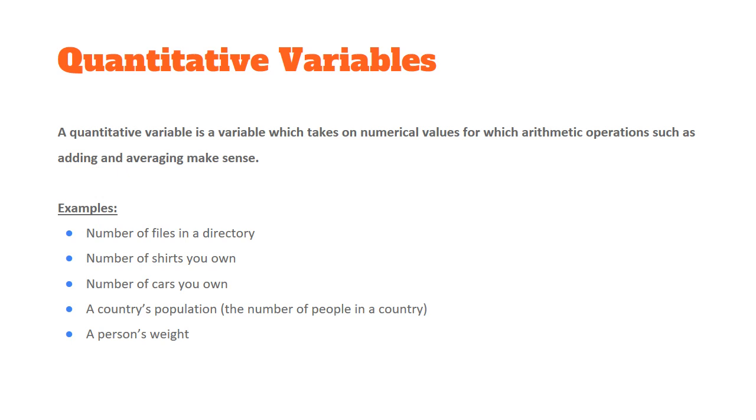Quantitative variables. A quantitative variable is a variable which takes on a numerical value for which arithmetic operations such as adding and averaging make sense. Some examples: number of files in a directory, number of shirts you own, number of cars you own, a country's population, the number of people in a country, or a person's weight.